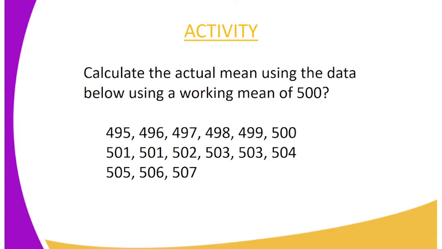You are supposed to use a working mean of 500 to calculate the actual mean of the data which is provided for you on this page. After recording that, you come up with the actual mean.